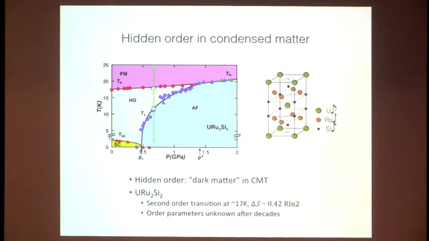And below this 17 Kelvin, there is a phase which people call the hidden order phase. The reason it is called a hidden order is that the order parameter associated with this transition is completely invisible. So people know there must be a phase transition because there is a huge entropy drop. The system becomes more and more ordered, but we don't know the nature of the hidden order, the nature of this order parameter. The order parameter associated with this transition and this hidden order phase has been unknown for 3 decades.